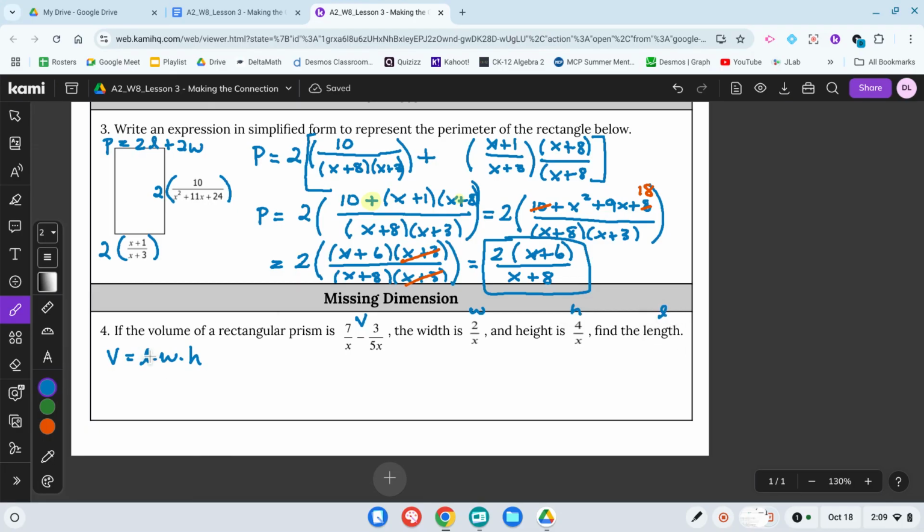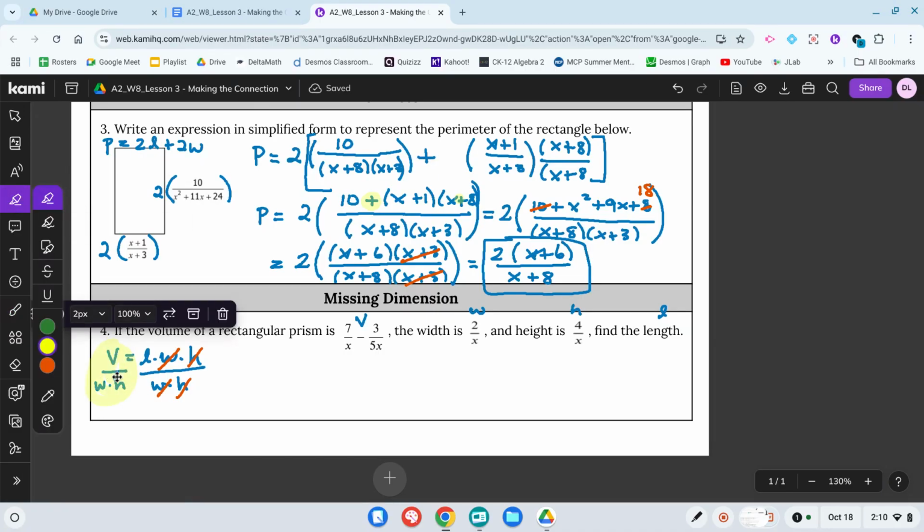So I'm going to solve this for L for my length, which means I have to divide both sides by width and height. This way the width and height will cancel out, and I'll be left with length equals, sorry guys, my computer is really lagging. It's making it act funny. Volume divided by width times height is what we're going to use over here. So there's my formula.